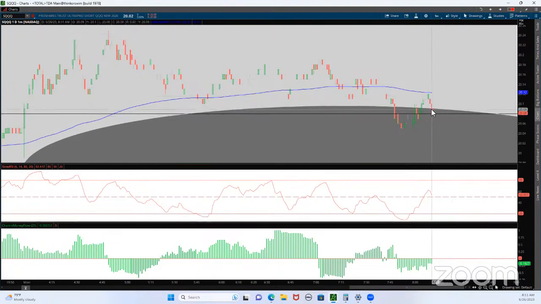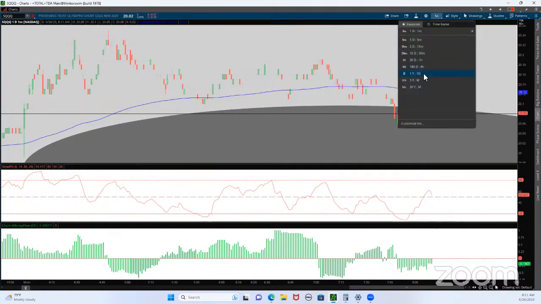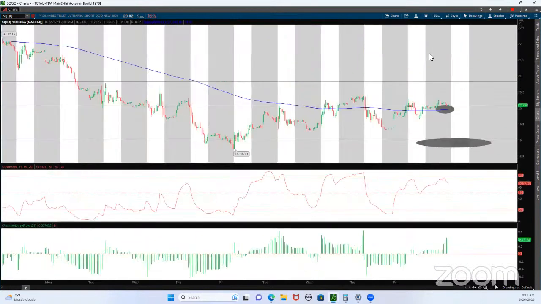And I'm only on the 1 minute, guys. You're going to see a lot of movement here. This is too much white noise, right? Even though you see this, these are just 1 minute candles. So let's take a look at that. Let's look at it on a 30-minute.